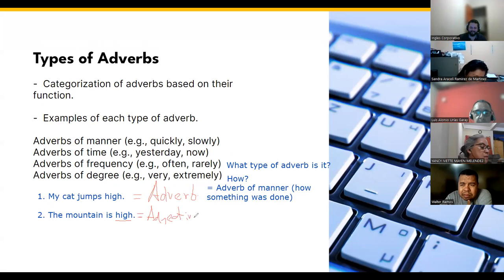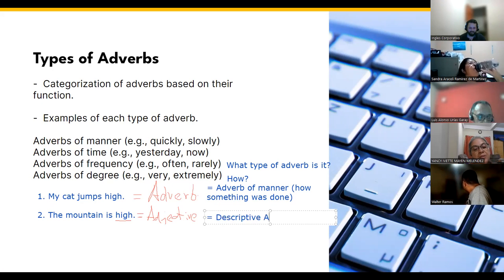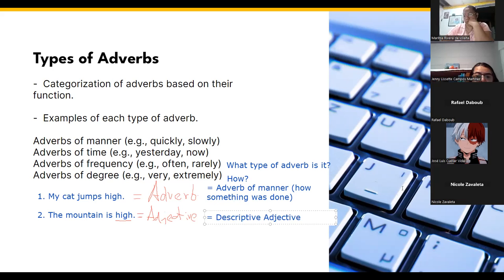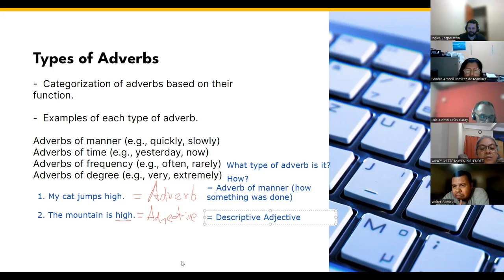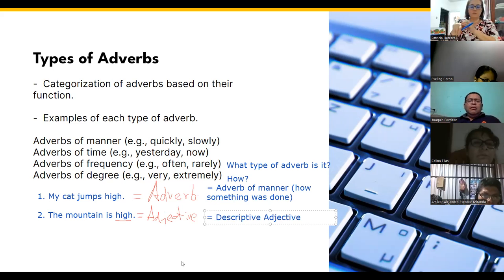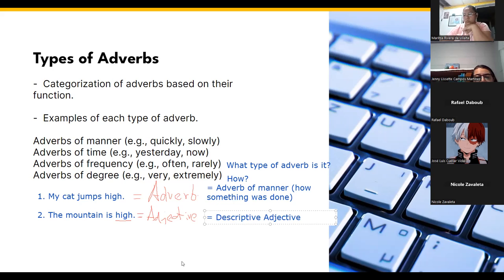Very good, I guess you guys are very smart. So what type of adjective is it? What is high talking about? It's talking about the mountain, so it's describing the mountain. Therefore it is a descriptive adjective. It's easy if you ask the right questions, to know what type of adverb or adjective it is. Does that make sense? So far, is it clear?